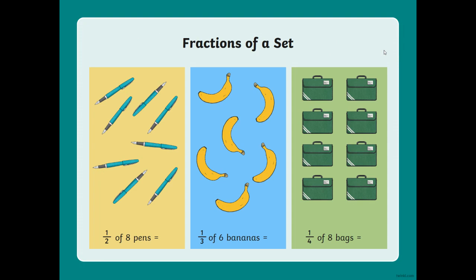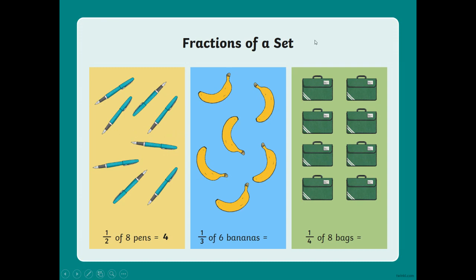Here's our fractions of a set. So we're going to start with our pens. If 1 out of 2 or 1/2 of the 8 pens are shaded, if we were to split these in half, I could divide this box here, I have 4 on top, 4 on bottom. If one of the halves is what we're discussing, we would be discussing 4 if we say 1/2 of the 8 pens.